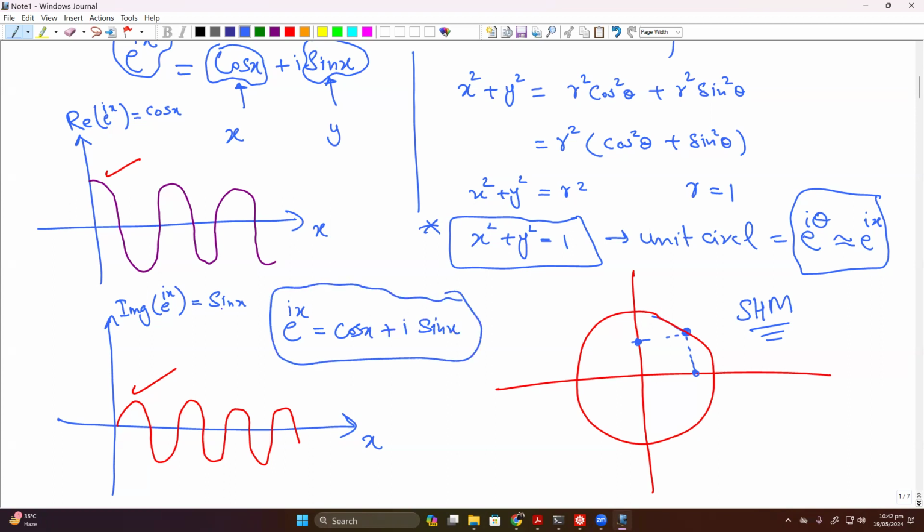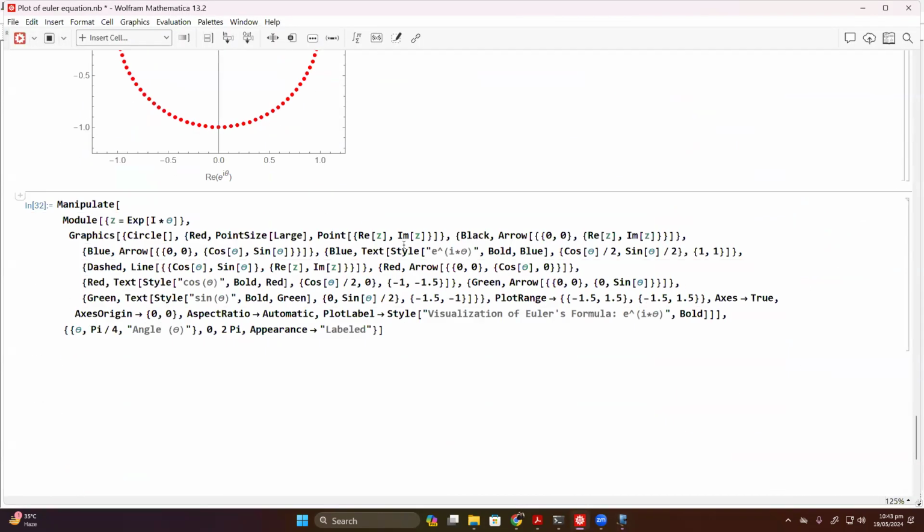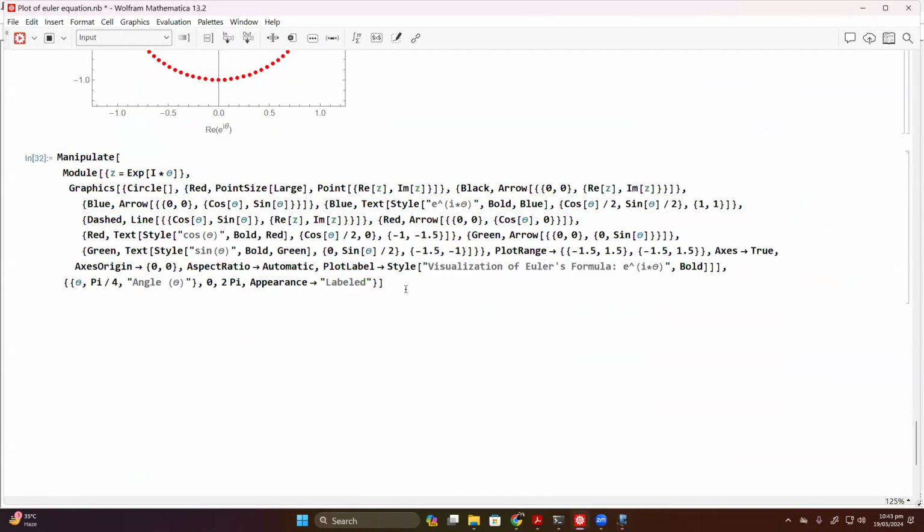So my next plot, the next graphical representation, will be that this time I'll try to move a point over a unit circle, and I want you to see how the projection on the x-axis, on this axis, and on this axis moves or performs simple harmonic motion. So let's go to Mathematica and see how this happens. So let's play this cell and see.